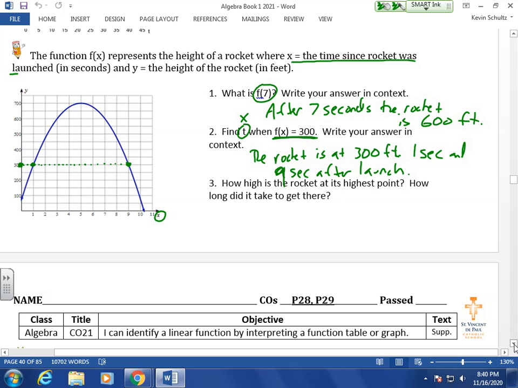And finally, number 3, how high is the rocket at its highest point, and how long did it take to get there? You'll learn about this when you talk about parabolas, but this highest point, and this is a parabola here, is called the vertex point. And how high is that? It's at 700 feet. So how high is the rocket? 700 feet. How long did it take to get there? That's our x-axis. It took 5 seconds to get there.